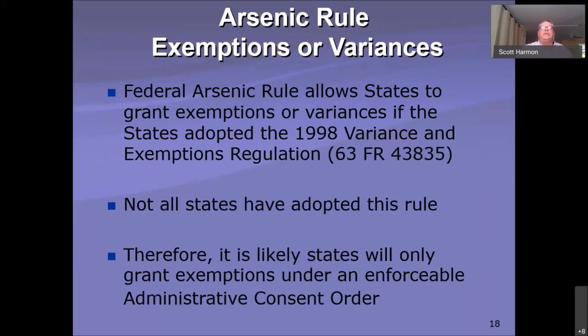Here are some exemptions. The rule allows states to grant exemptions or variances under state-adopted variance and exemption regulations. Not all the states adopted these rules. A lot of states just went ahead and implemented the rule as outlined by the EPA standard. Therefore, it's likely that states will only grant exemptions under an enforceable administrative consent order. So if the director or a presidential order dictated it, then that would be the only time they would grant consent at this point.